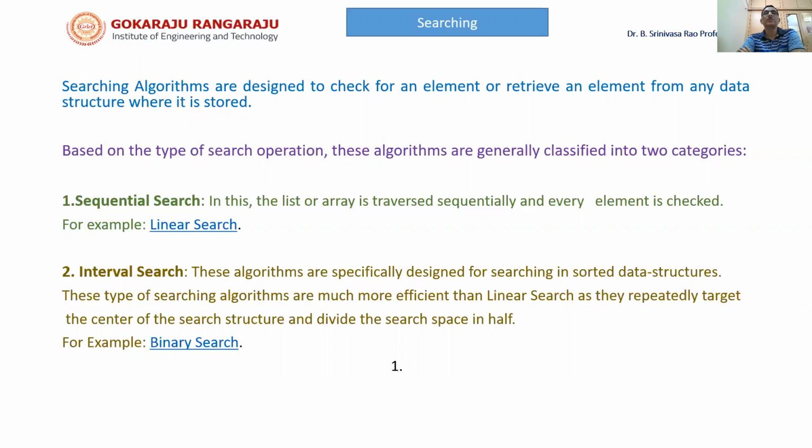These algorithms are specifically designed for searching in sorted data structures. These types of searching algorithms are much more efficient than linear search as they repeatedly target the center of the search structure and divide the search space in half. Example is binary search. In the present video lecture, we learn about the binary search concept and a program on it.